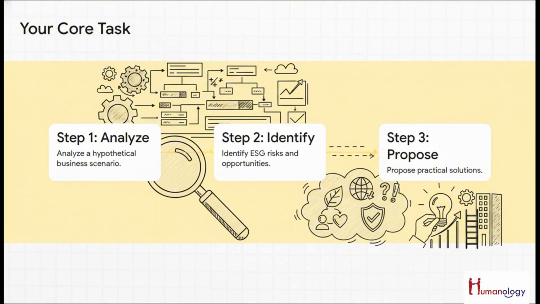So, everyone gets a core task. First, they have to analyze the business scenario. Like that clothing company we mentioned. Then, step 2 is to identify the risks and the opportunities. So a risk might be water shortages where they grow their cotton, but an opportunity could be launching a new sustainable clothing line. And finally, step 3, they have to propose real, actionable solutions.